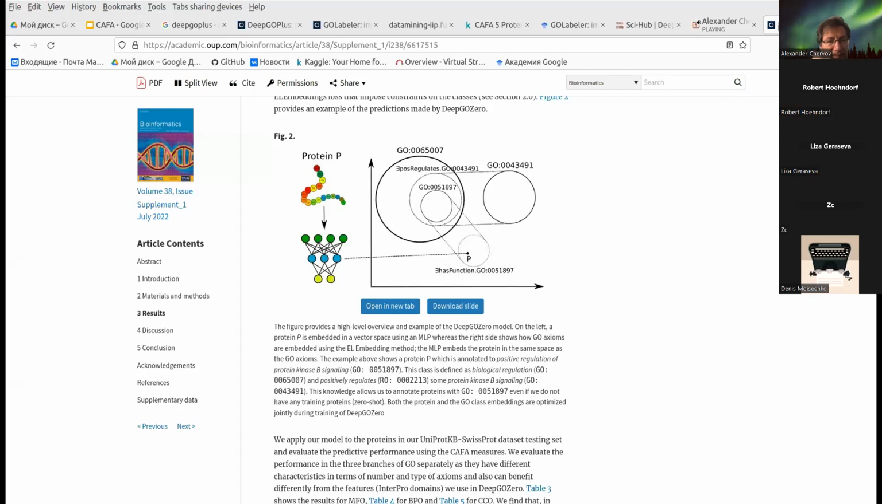My question is, how do you use these new protein language models in terms of DeepGo 0? Are those the embeddings you refer to when you, for the protein embeddings? Is that what you are specifically talking about?